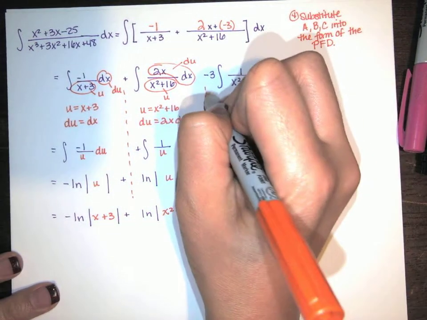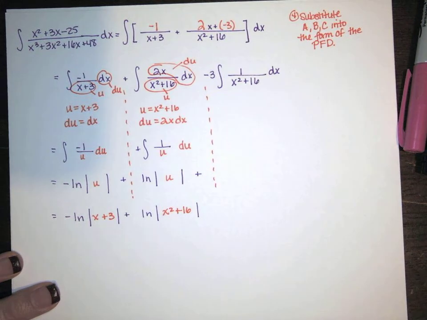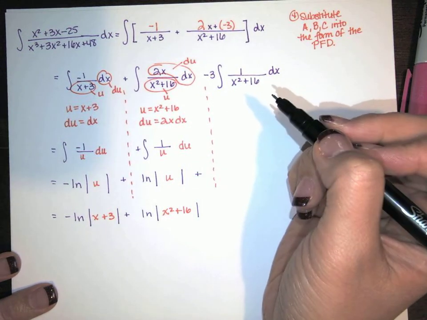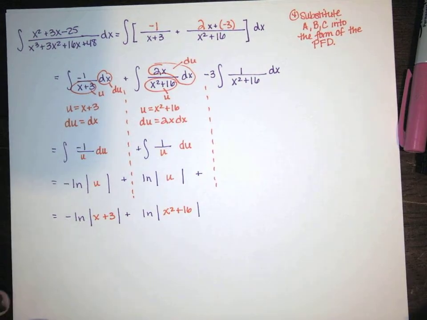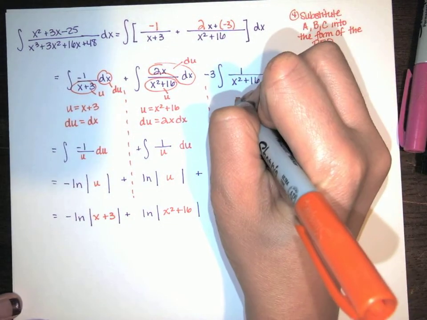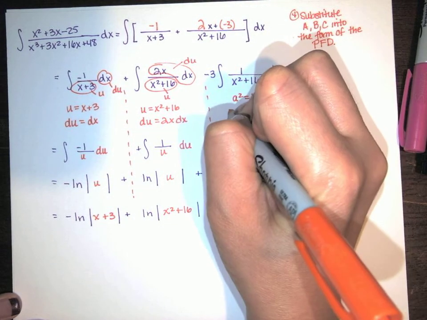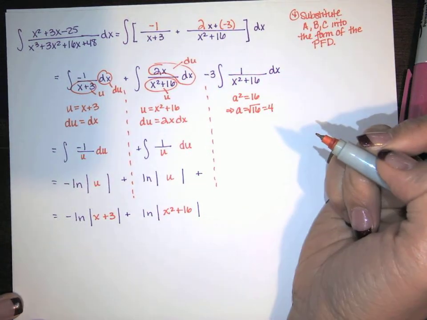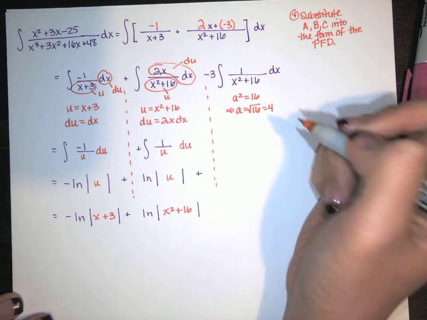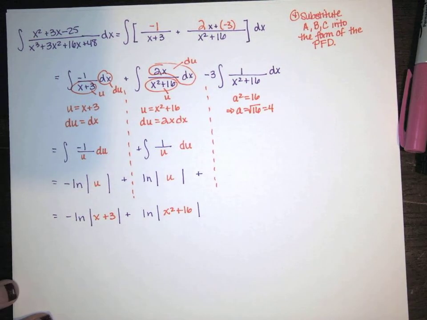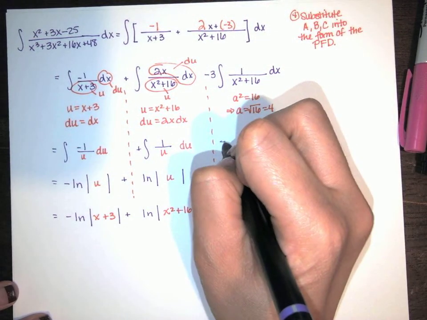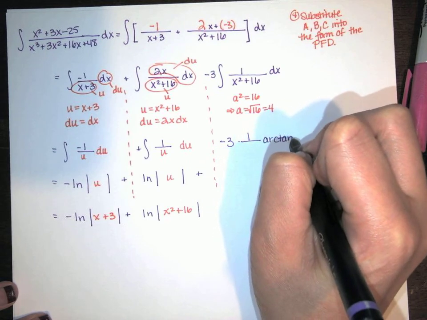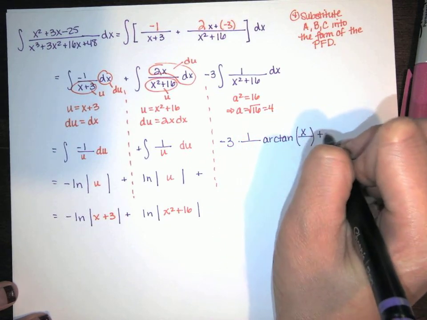All right, next one. So this is x squared plus a squared, or a squared plus x squared. Remember that a is the constant. So a squared is 16. That means a is the square root of 16, which is 4. Okay. Now this is our arctangent rule. So I'm going to bring my 3 down. According to my rule, I get 1 over a arctan of x over a plus c.